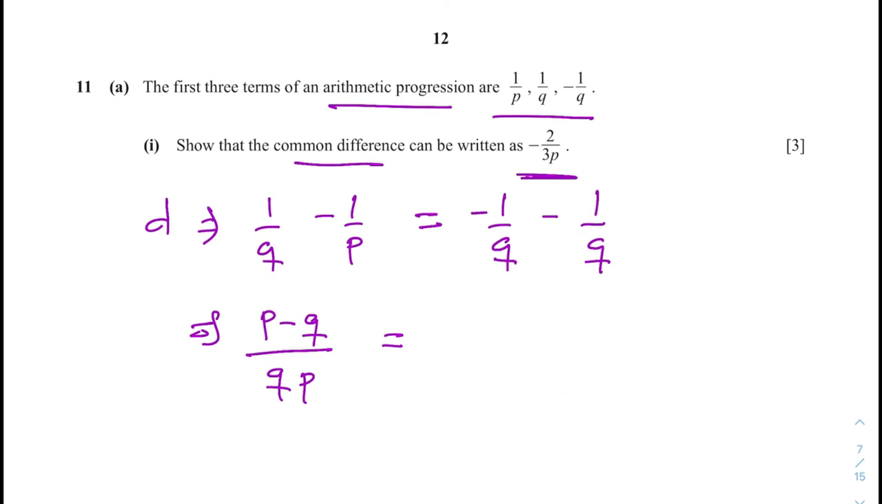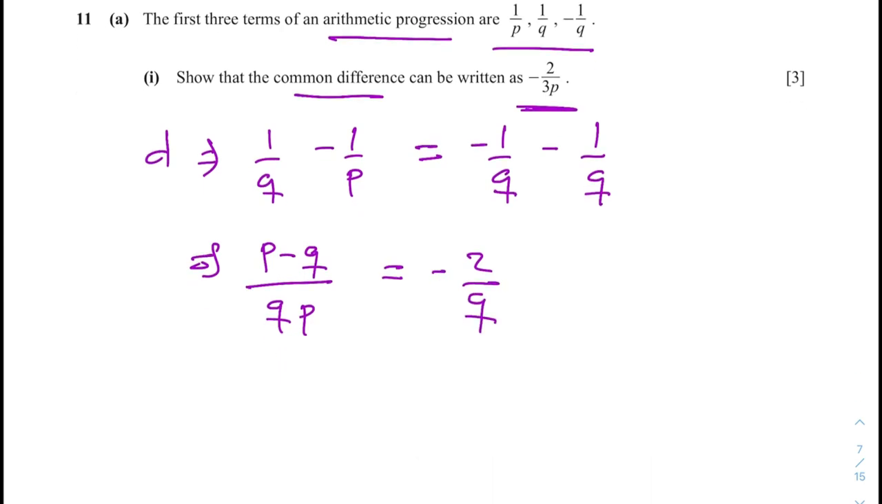Why will I even do that? It's just too much. Why don't I just write negative 2 over Q? All right, sure. Then the next thing would be, hold on. What do they want us to do? They want us to get this. So can I just cross multiply, so that I have PQ minus Q squared is equal to negative 2QP, right?